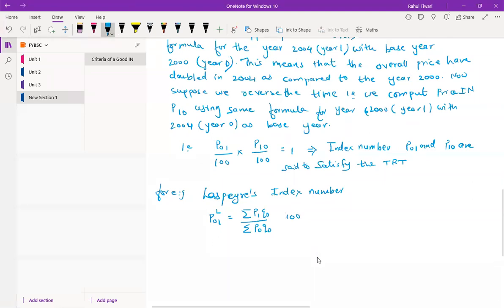Now, how do you compute P10L? You are interchanging this 0 to 1, 1 to 0. So what I'm trying to say, wherever 1 I'm replacing by 0 and wherever 0 I'm replacing by 1. It would be summation. So 1 has to be replaced by 0, 0 has to be replaced by 1. So P0 Q1, and here where there is 0 0 it becomes P1, into multiply by 100.